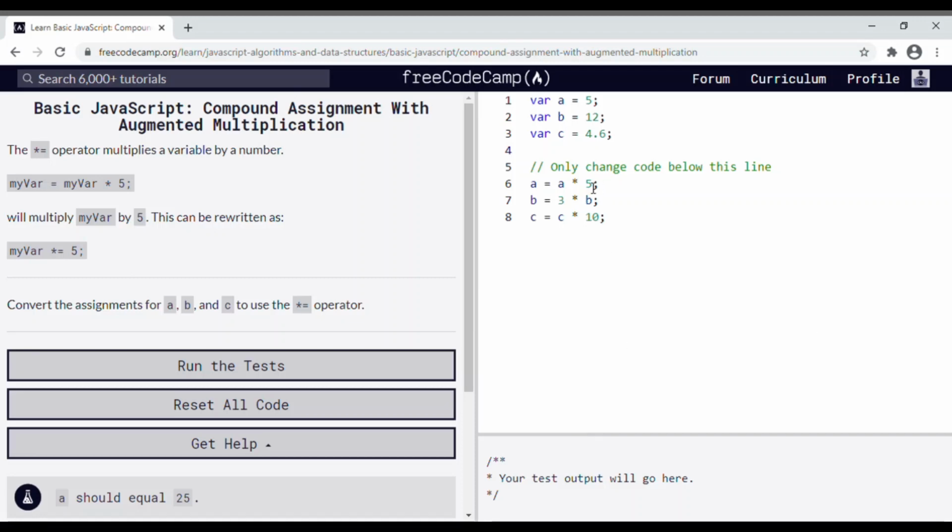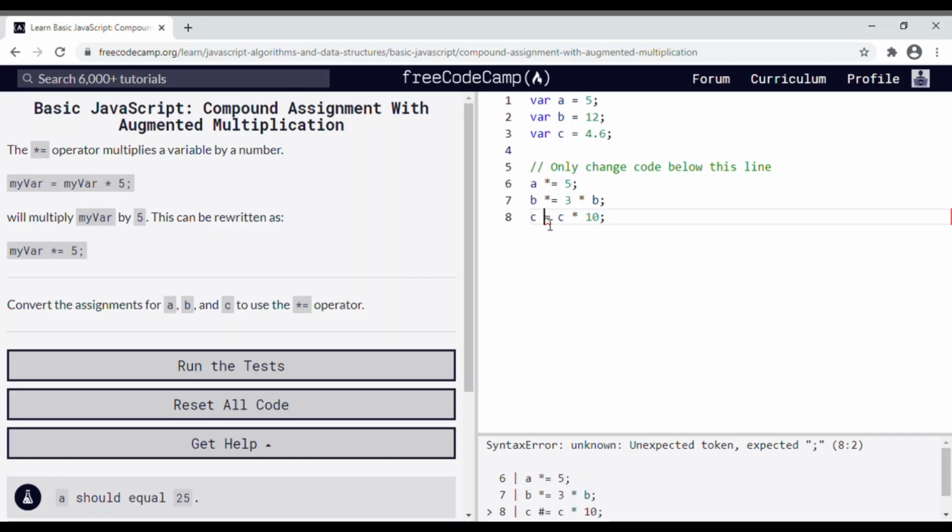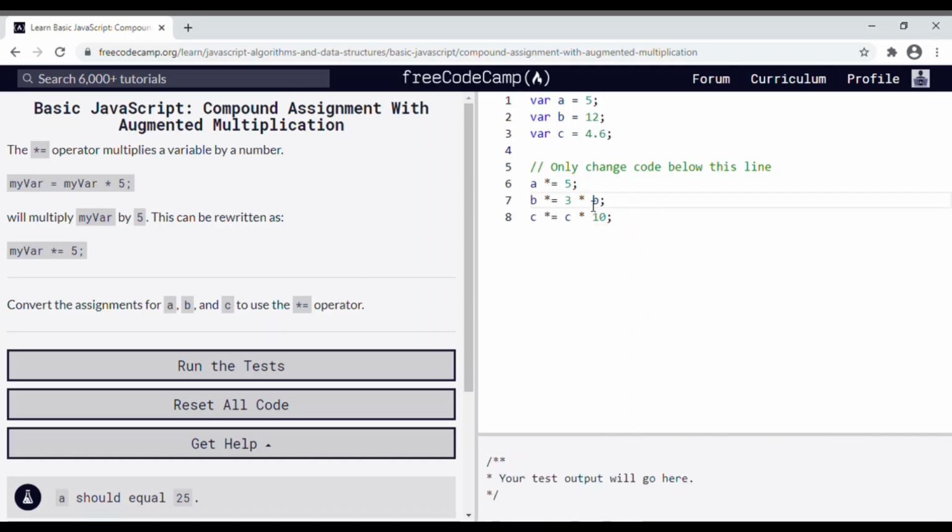So A equals 5, B equals 12, C equals 4.6. So he wants you to change it so that you can write this in shorthand. Put the star, multiply sign I should say, for each one of these. Get rid of the letter.